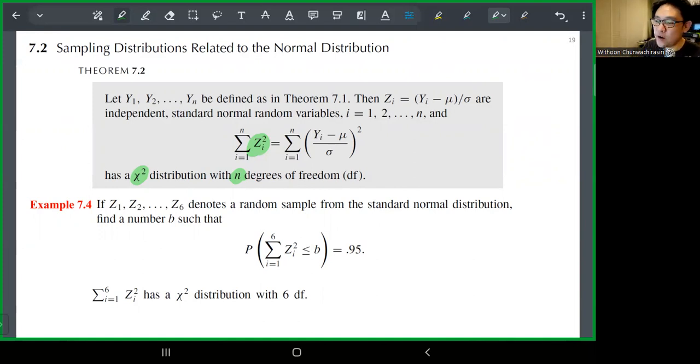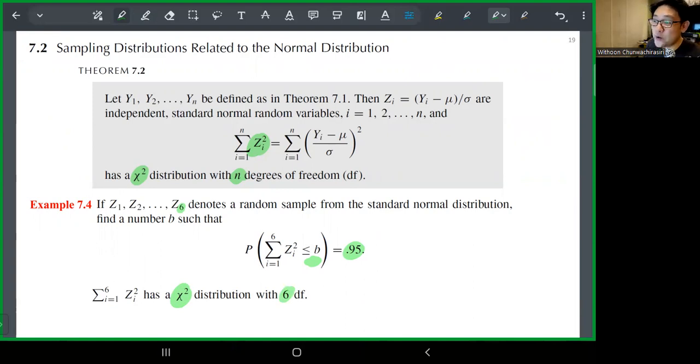You have Z1 all the way to Z6, denoting a random sample from the standard normal. What is the probability that the sum of the Z squares is less than or equal to some number B, to be equal to 0.95? See this? So now you take the knowledge that you already learned: then I know that the Z squared must be chi-square. And because you have a sample size of 6, that is going to be the degrees of freedom of that chi-square distribution as well.